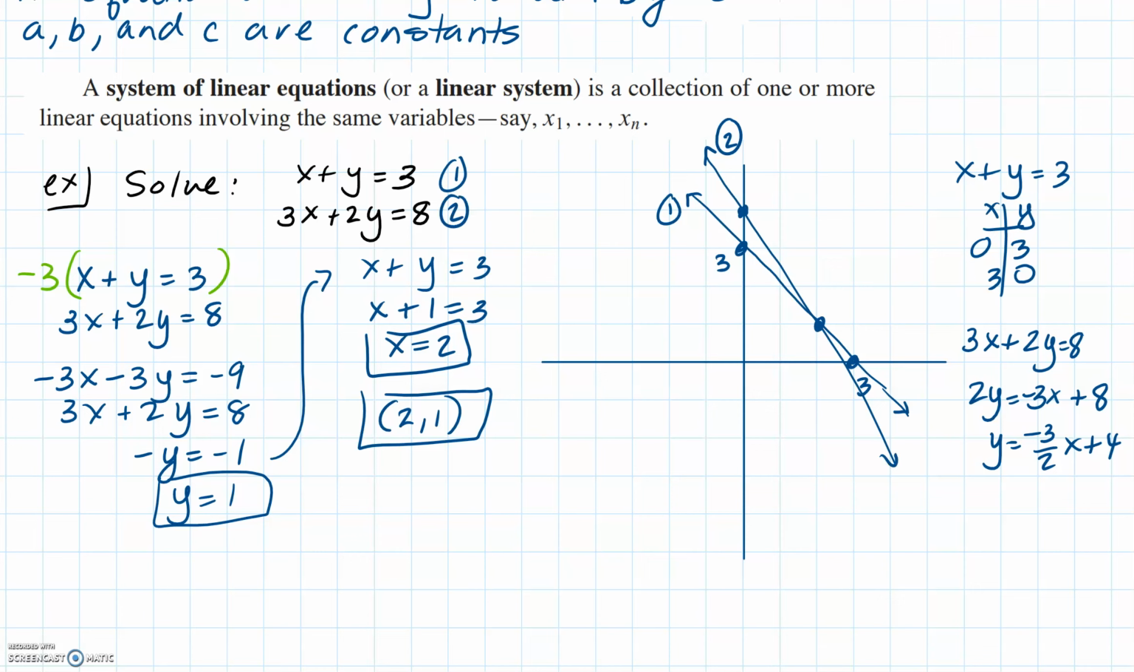And you can see here that (2, 1) is a solution to both. It's the intersection.